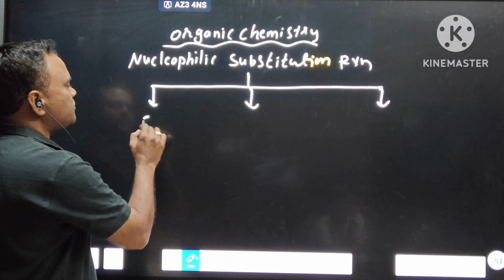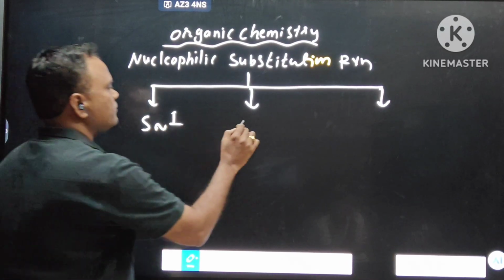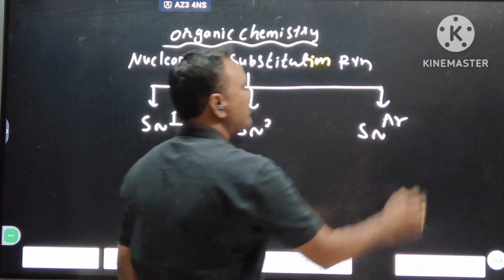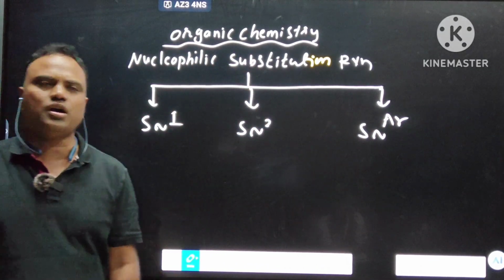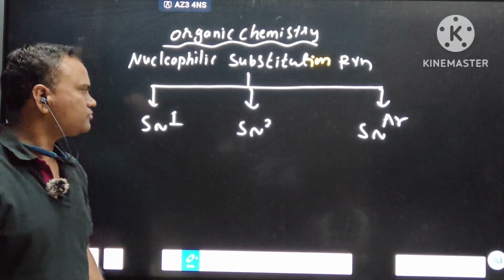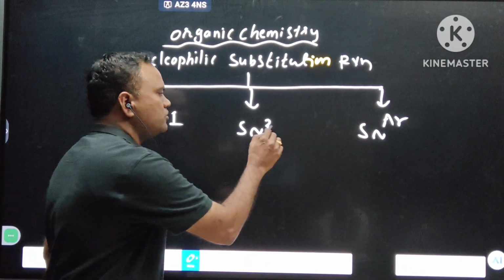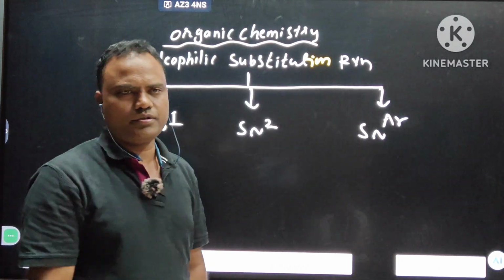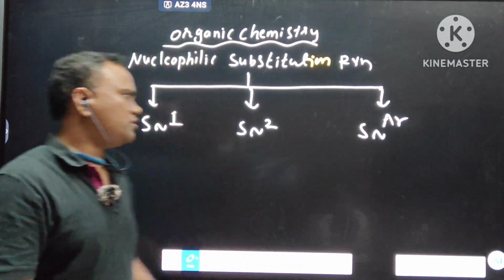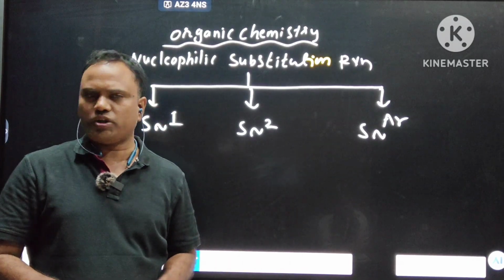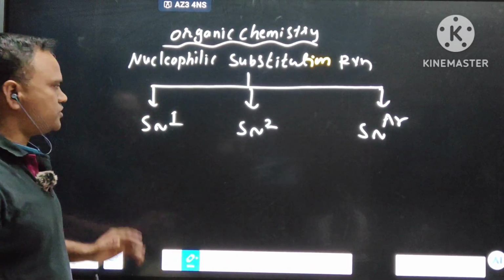Nucleophilic substitution is classified into SN1, SN2 and SNAr, aromatic nucleophilic substitution. SN1, SN2 and SNAr, three categories. Clear? The first two are most important. The last one is also moderately important. Let us start with the first one.